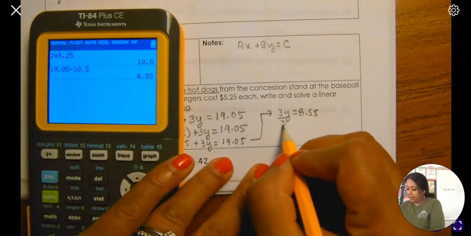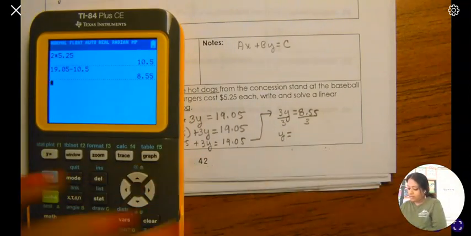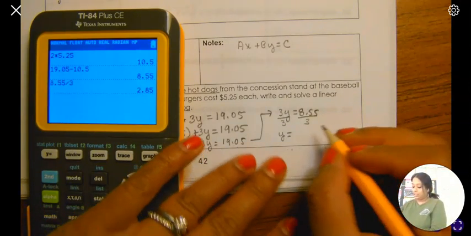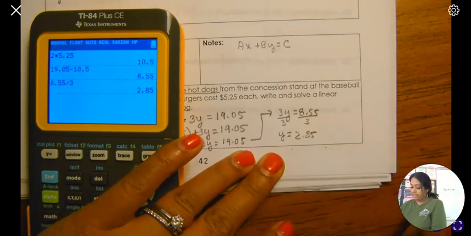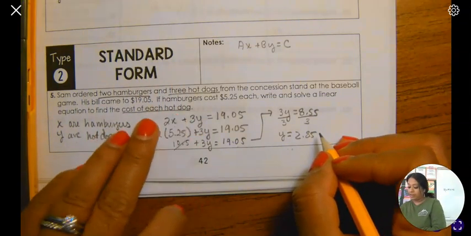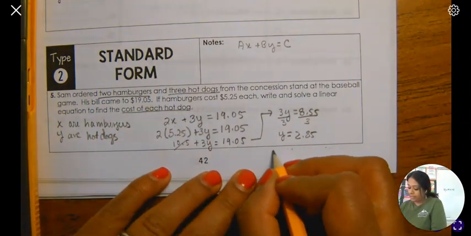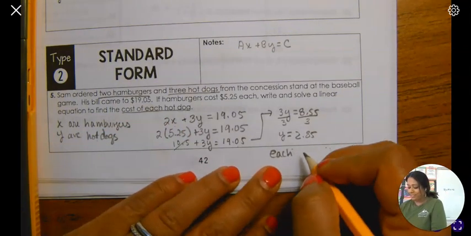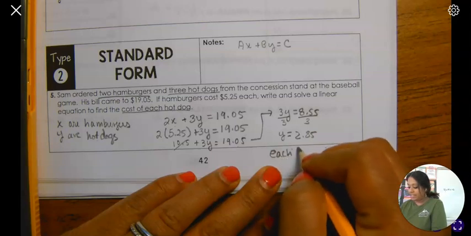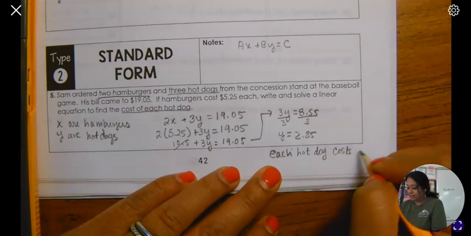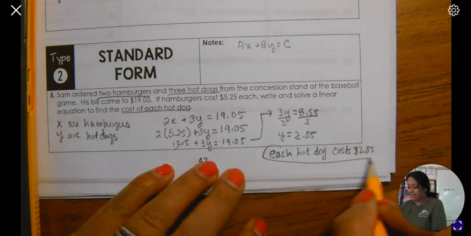And then divide by 3. So you have y equals 8.55 divided by 3. That's $2.85. So each hot dog costs $2.85. I want to make sense of the answer. Each hot dog costs $2.85. That is my answer.